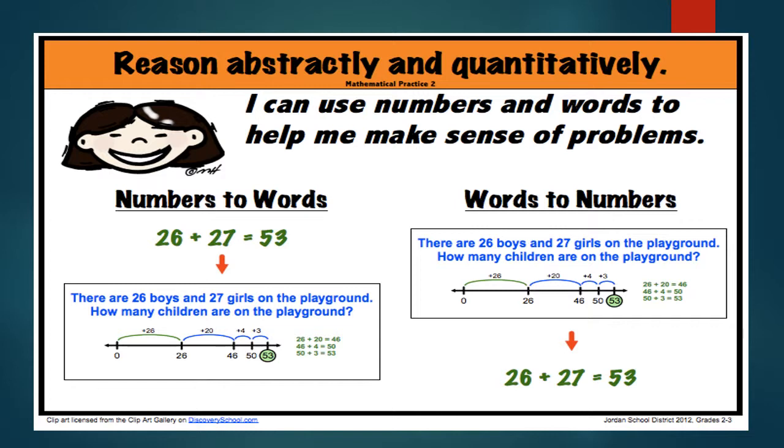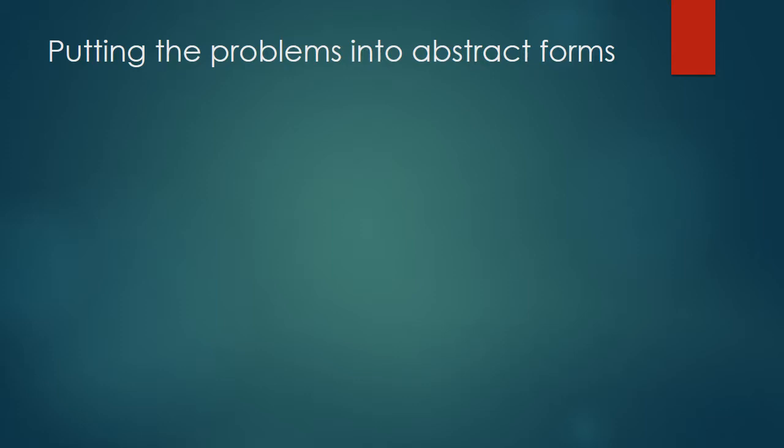Your students would have to be able to understand that the 26 boys and the 27 girls need to go together so that you can make the 53 students total. So this is an example of putting the problems into abstract forms.